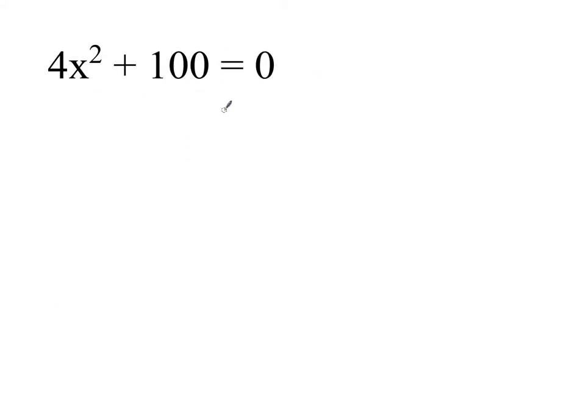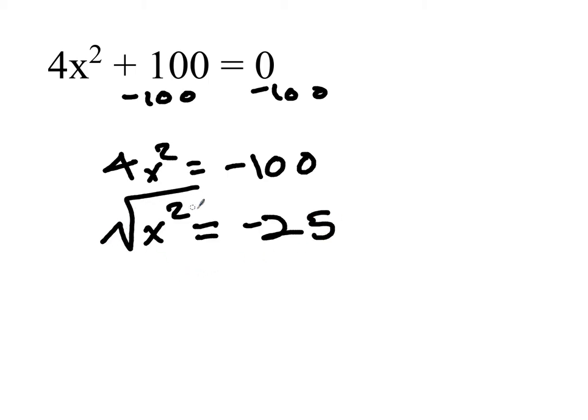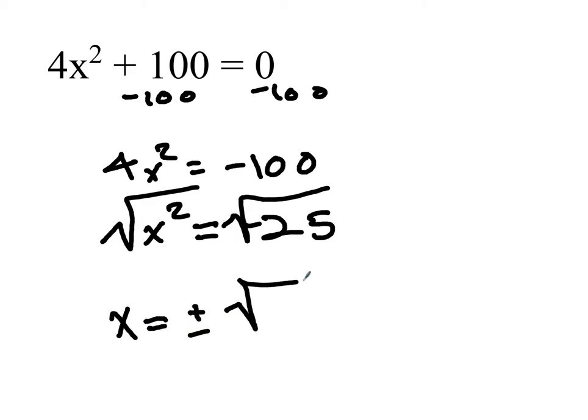Now we're going to use complex numbers to solve equations. This again is an equation that doesn't have a b term, so you can solve it by finding square roots. So we're going to subtract 100 from both sides, and you get 4x squared is equal to negative 100. Divide both sides by 4, and you get x squared equals negative 25. Take the square root of both sides, and you get x is equal to plus or minus the square root of negative 25.